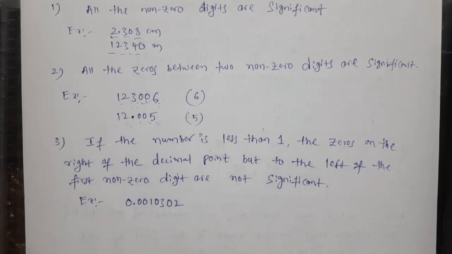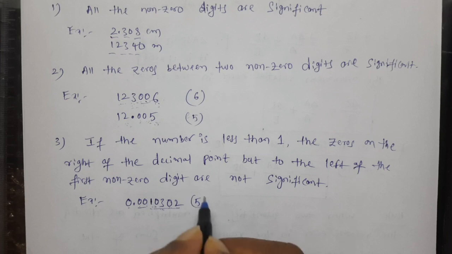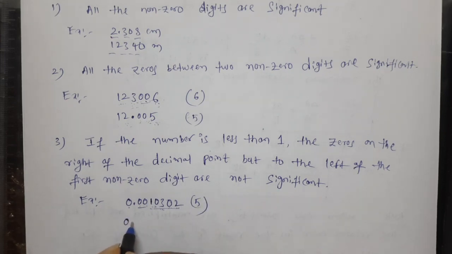0.0010302. Here this number is less than 1 because 0 point something is there, isn't it? And if the number is less than 1, the zeros on the right of the decimal point but to the left of the first non-zero digit are not significant. That means these three zeros are not significant. So how many significant figures are there? 1, 3, 2 are non-zero digits, so they are significant. And these two zeros are also significant because they are between two non-zero digits. So total 5.